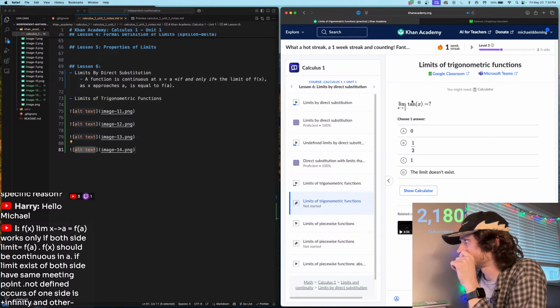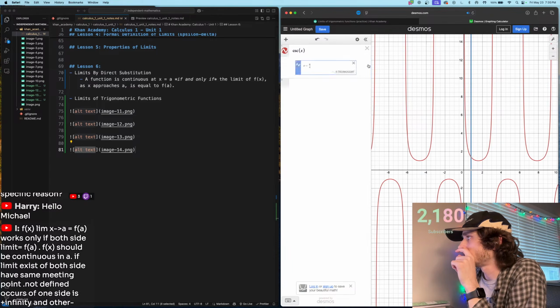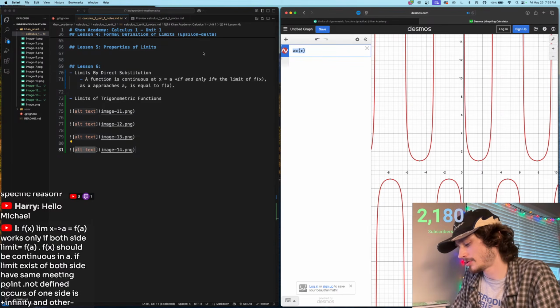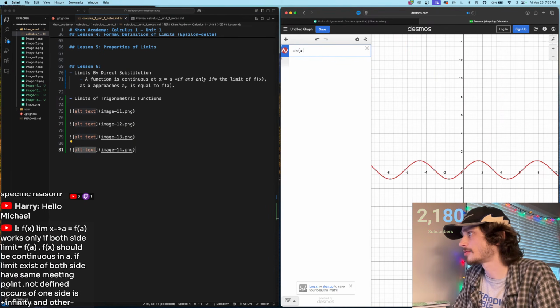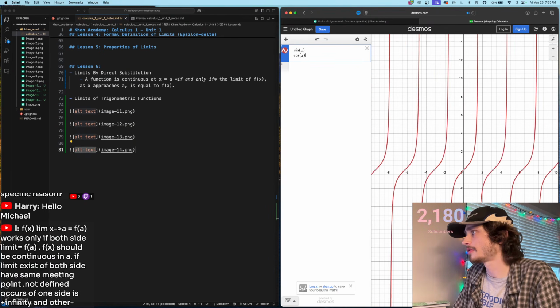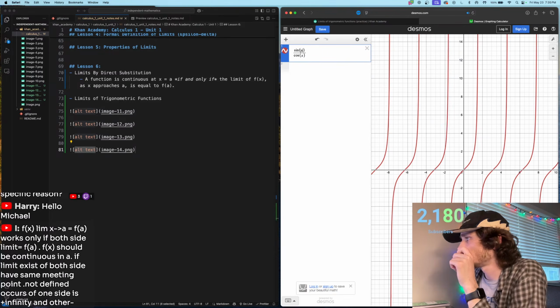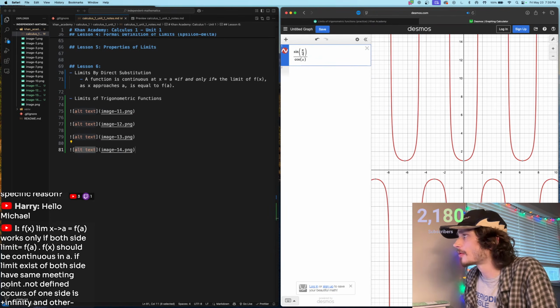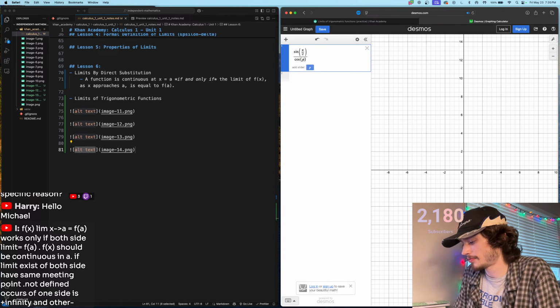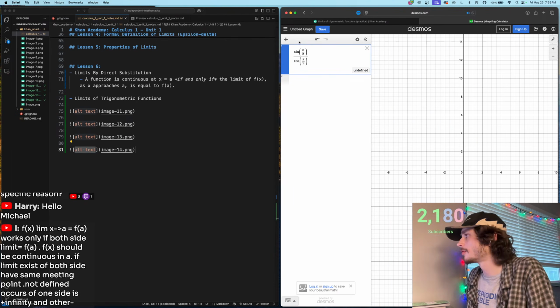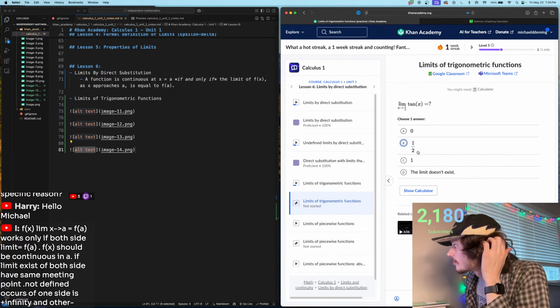Tangent of x. So we would take the sine of x over cosine of x. That would be tangent. We could just say tangent, so pi over 2. This is undefined here.